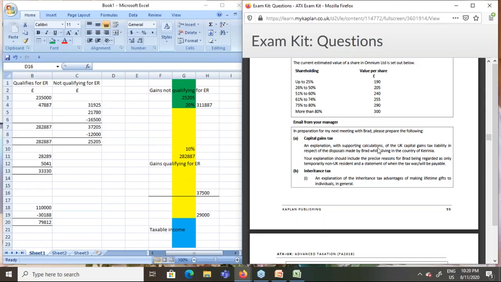An explanation with supporting calculations of the UK capital gains tax liability in respect of the disposals made by Brad whilst living in the country of Kyrenia. Your explanation should include the precise reason for Brad being regarded as only temporarily non-UK resident and a statement of when the tax will be payable. So this question is actually about a concept called temporarily non-UK resident. Let me explain the concept.